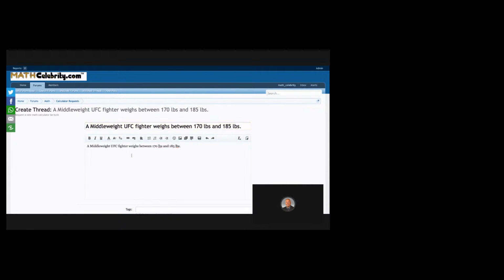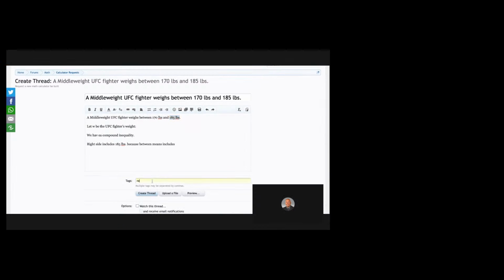A middleweight UFC fighter weighs between 170 pounds and 185 pounds. This seems vague because I don't think they added the end, but let's just say let W be the UFC fighter's weight. We have a compound inequality. The right side includes 185 pounds because between means includes. Now, your teacher might be different, so if you have a different definition of between, but my definition with roster notation, which is what this problem is, between means includes 185 pounds.